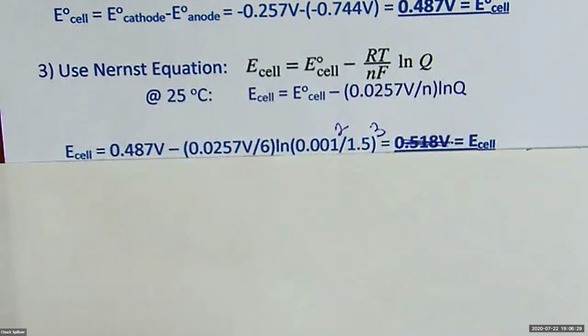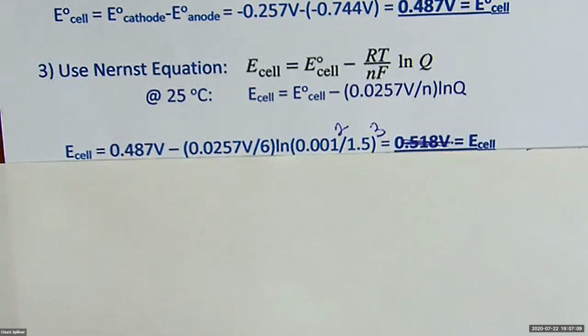0.001 squared divided by 1.5 cubed equals a really small number. I hope this is correct. And then I'm going to take the natural log of that.